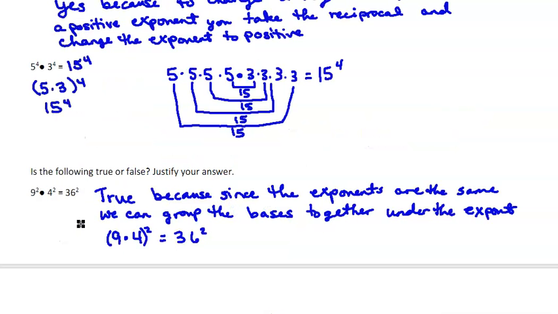So you were asked if 9 squared times 4 to the second is equal to 36 to the second, and this is true. Because the exponents are the same, we can group the bases together under the same exponent. So I can group 9 and 4 together and make it squared. Well, 9 times 4 is 36, so this is the same as 36 squared.